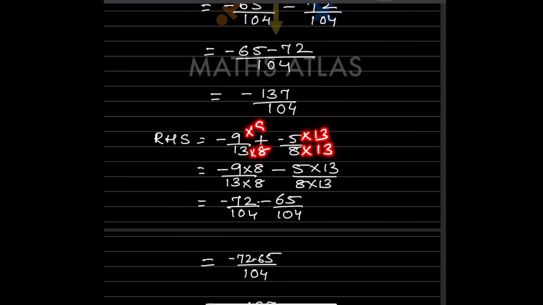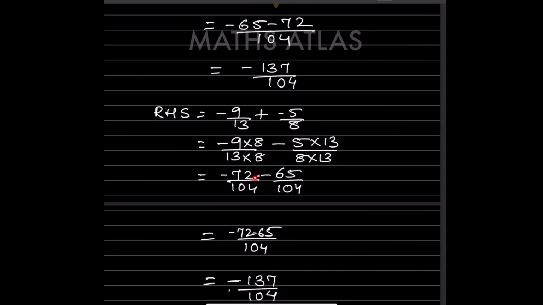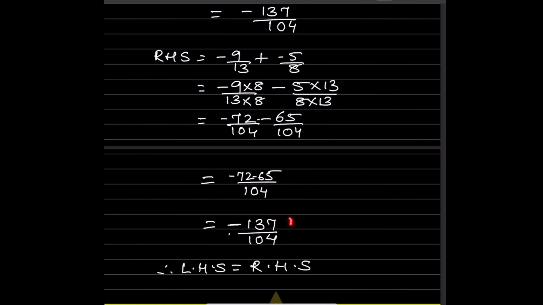So same thing is here. Plus minus is minus here. And this will be 72. 13 fives are 65. So again minus 72 minus 65 by 104. That is minus 137 by 104. So therefore LHS is equal to RHS.